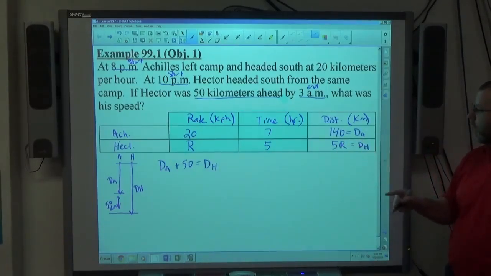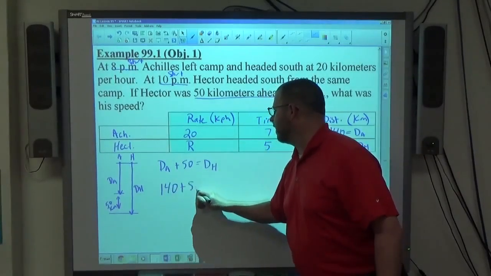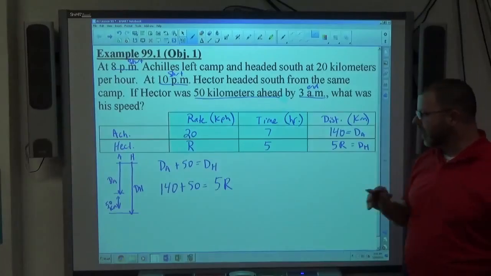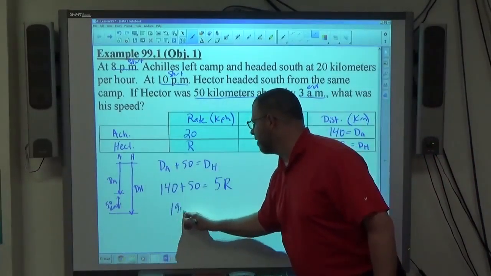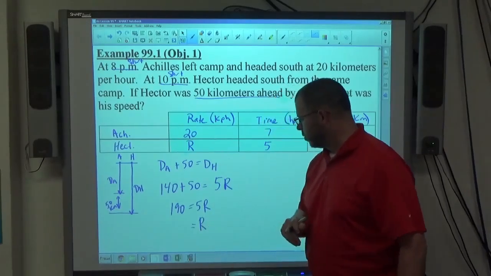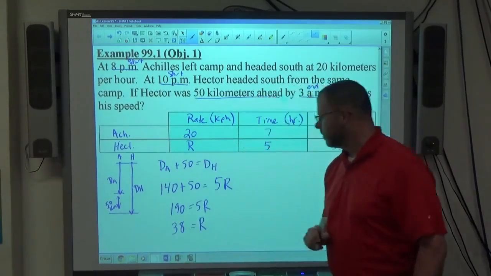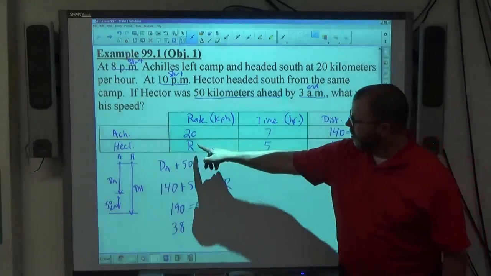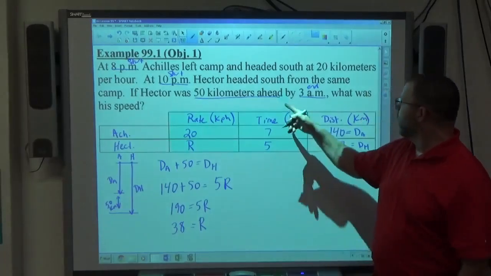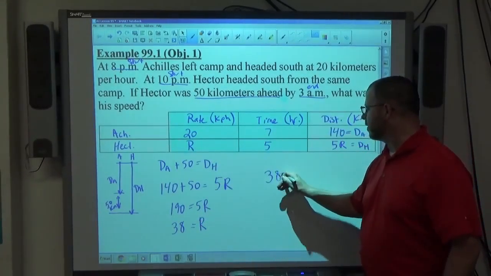We have expressions or numbers representing both of those things. We put them into our equation. 140 plus 50 is equal to 5R. Which means that 190 is equal to 5R. We divide by 5, we get R is equal to 38. Yep. Okay. And R is in this column here under the heading of kilometers per hour, right? So what was his speed? That's the speed, and the unit of speed is kilometers per hour.